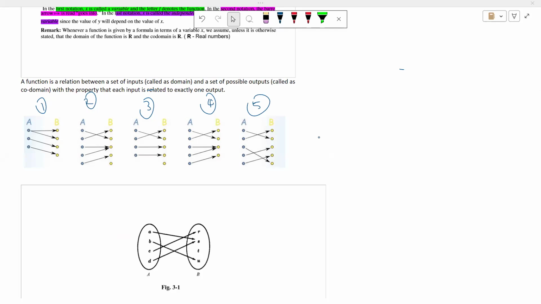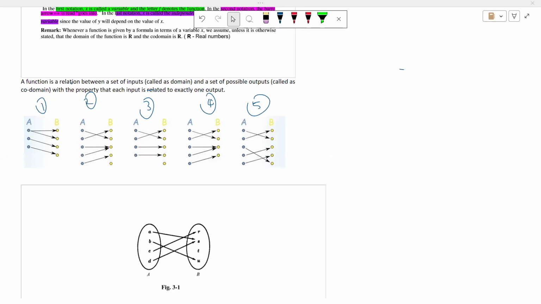What about the others? The first one is not a function, right? Why is it not a function? I need the reason for each. So this is not a function. Yeah, it's correct. Why is it not a function?